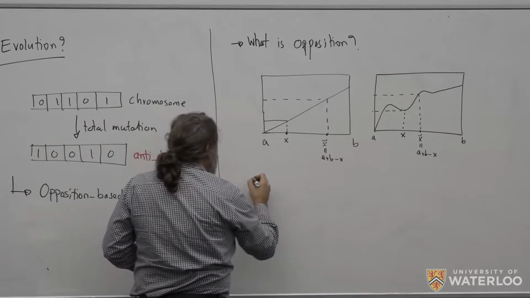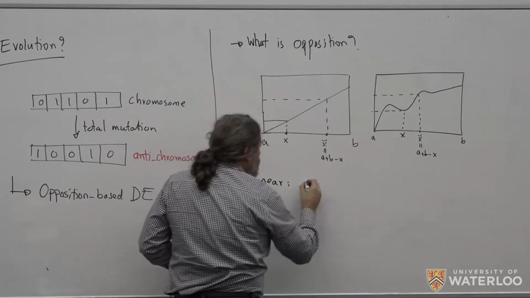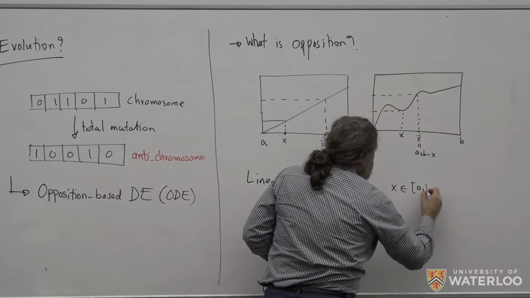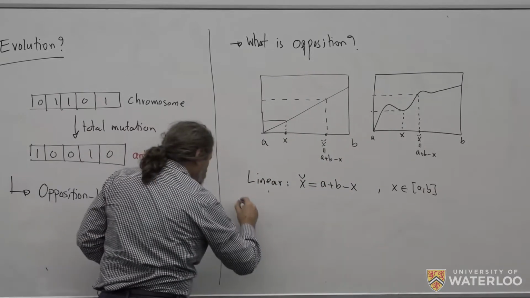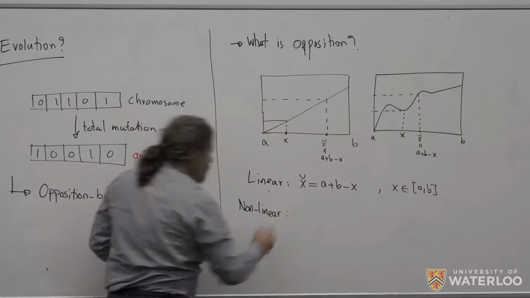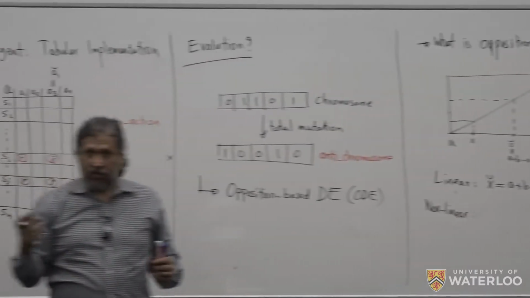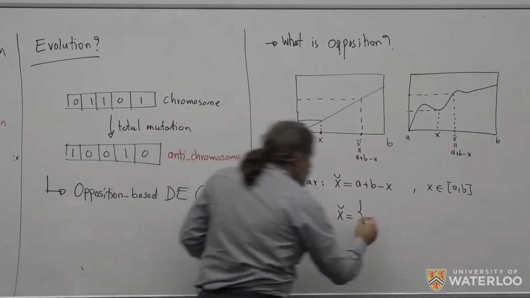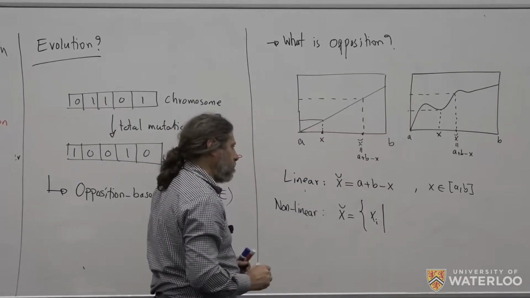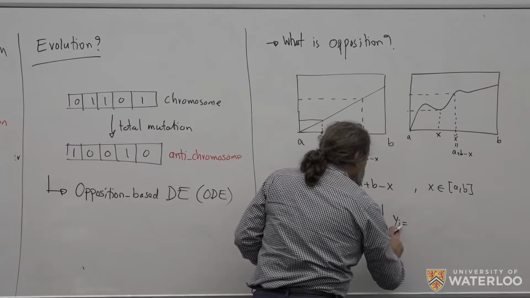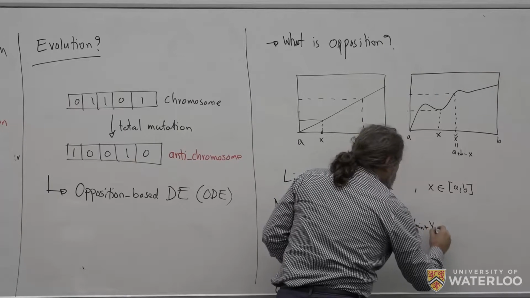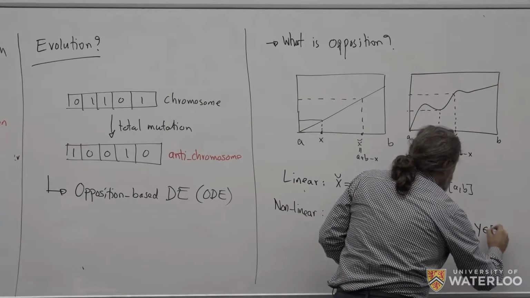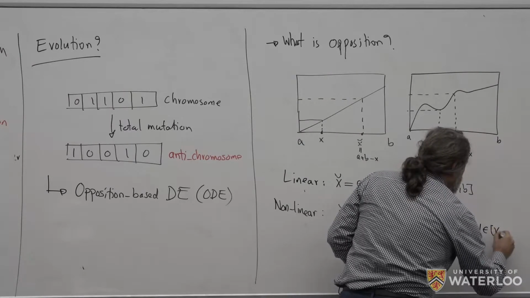So if your function is linear, then you say the opposite of x is A plus B minus x, whereas x belongs to the interval between A and B. But if it is nonlinear, how can you define opposite? Well, if you have a nonlinear function, basically you get a set of x sub i such that y sub i is y min plus y max minus y, where y belongs to the interval between y min and y max.